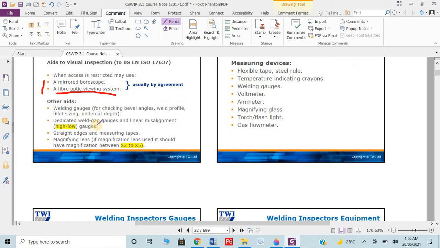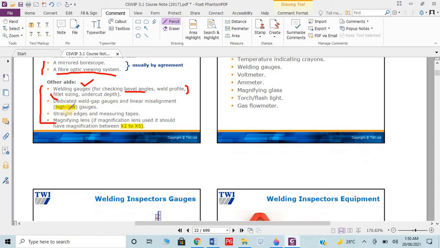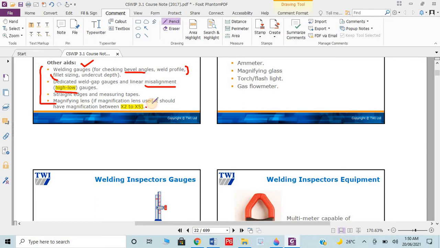The other aids which the welding inspector gets, aids meaning support of different things. First is welding gauges. I will elaborate on the welding gauges in the next chapter. We have different welding gauges to measure the bevel angle, weld profile, fillet sizing, undercut, etc. I will let you know all these terms in the next chapter on welding definitions and terms. The next is, you should be familiar with how to use the high-low gauges. High-low is normally linear misalignment. This point is also important from the examination point of view.